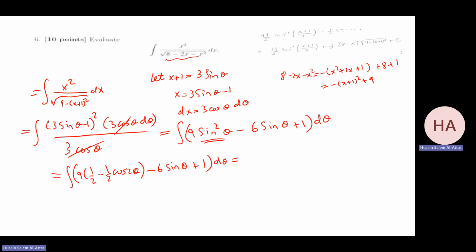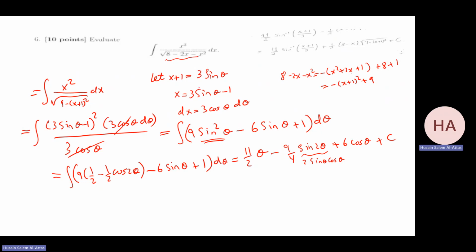Yeah, that'll give me what? 9 over 2 plus 1, that will be 11 over 2. And then I will do the integral at the same time. 11 over 2 theta. And I have 9 over 2 cosine 2 theta, that will be minus 9 over 4 sine 2 theta. Minus or plus 6 cosine theta, plus C. I need to retain the theta. This is 2 sine cosine. We did it before. So what do we have?